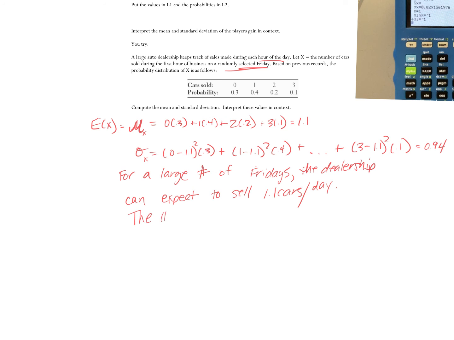Then something like the number of cars will vary. Cars sold will vary from the mean by an average of 0.94 cars.